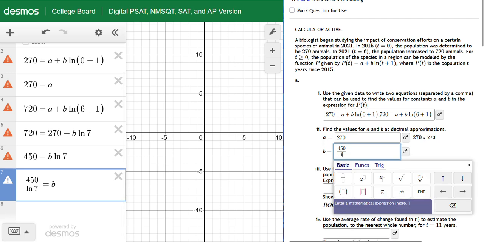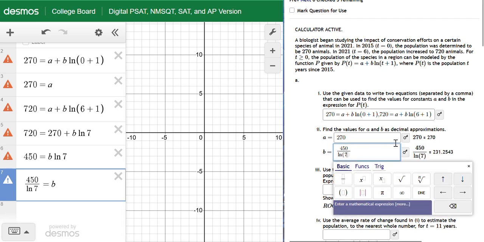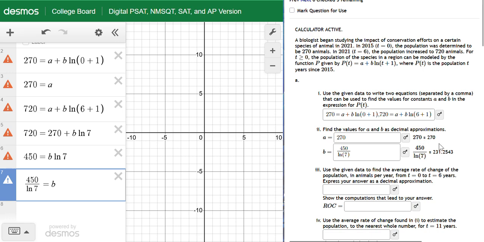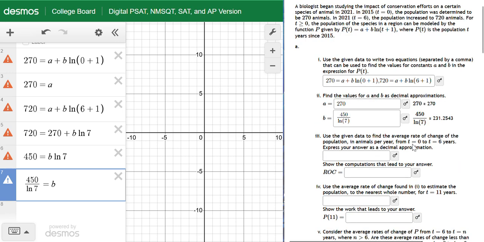B is equal to 450 divided by the ln of 7. So there's my first two answers. Once I have this information, I can move to the next part, where it's asking me for the average rate of change. Remember, average rate of change is a slope. So the slope from 0 to 6 years.